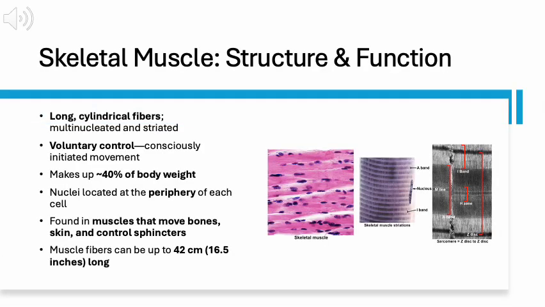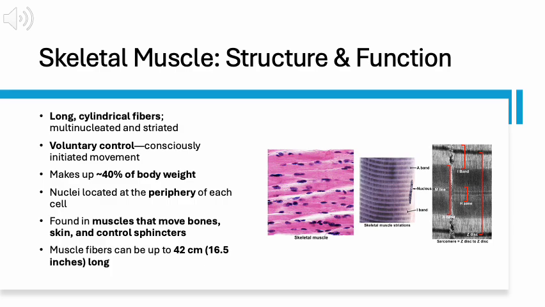Skeletal muscle fibers are some of the largest cells in the human body. They are long, cylindrical, multinucleated, and their nuclei sit just under the cell membrane at the periphery. This structure results from the fusion of many embryonic cells, called myoblasts, during development.